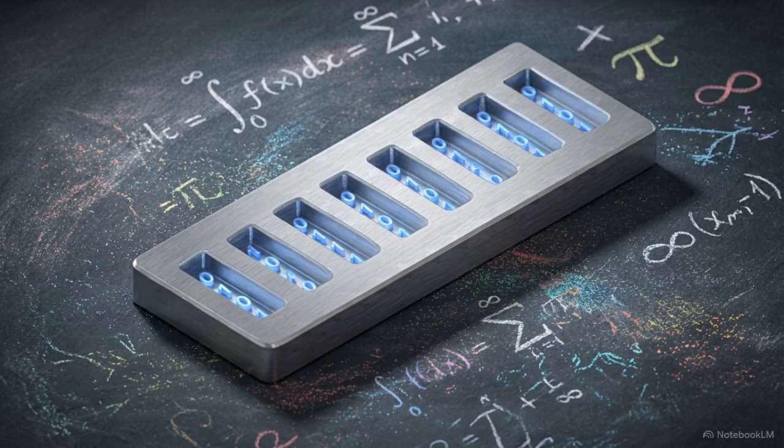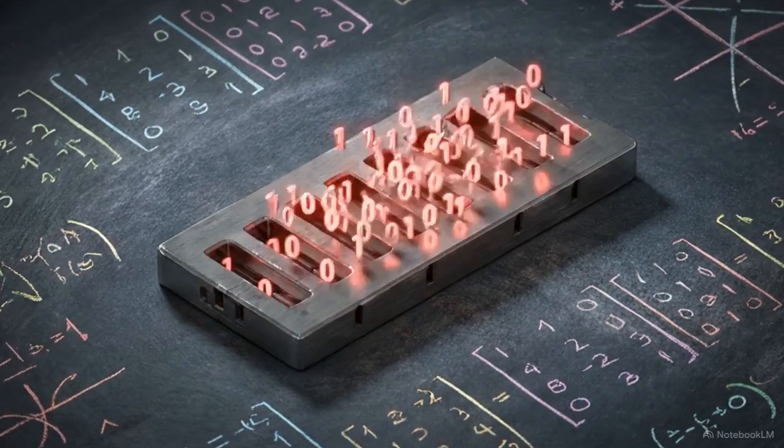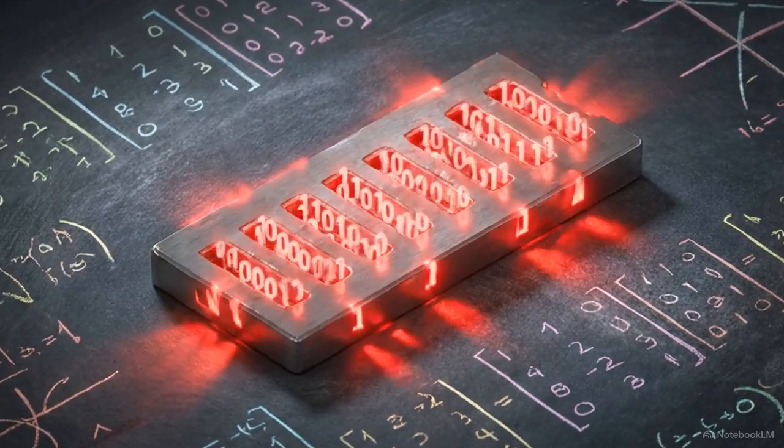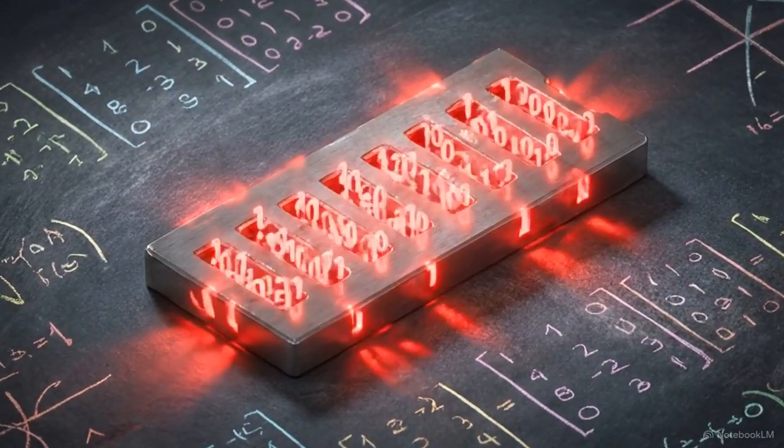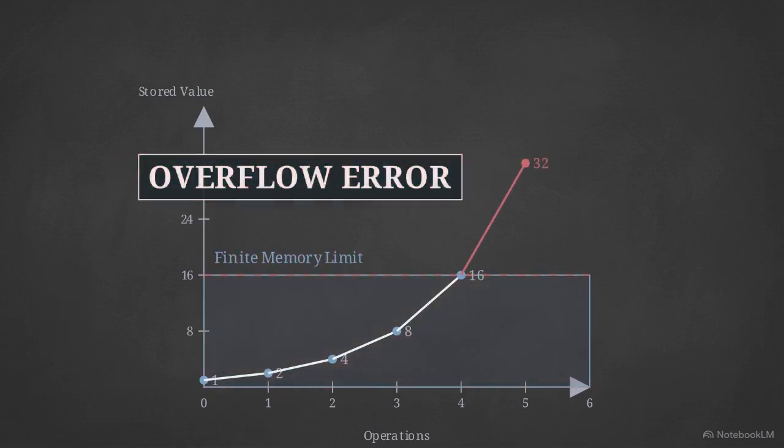When you multiply two large integers on a computer, the result requires more memory space than the original numbers. Keep multiplying, and eventually the hardware runs out of bits to store the result, causing an overflow error. Standard integer arithmetic always grows towards infinity, which creates a fundamental conflict with the physical reality of finite computer memory.